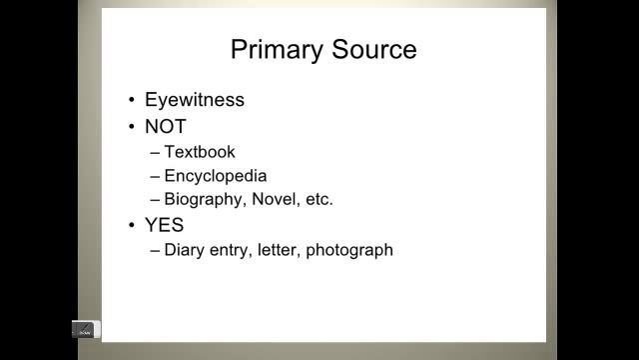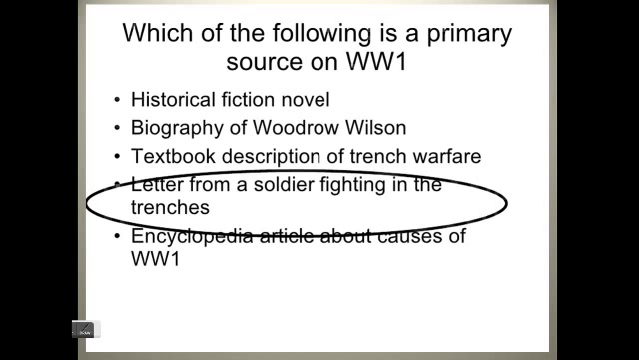Okay, again, let's look at this. What would be a primary source? An eyewitness, somebody writing in their diary, not your textbook, not an encyclopedia, not a biography. An autobiography could be considered a primary source. Autobiography is written by the person. Biographies are written by somebody else, so no. Yes, a diary entry, a letter, a photograph, all of those are good primary sources.